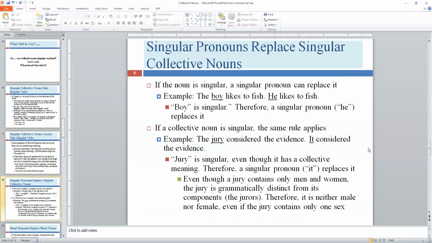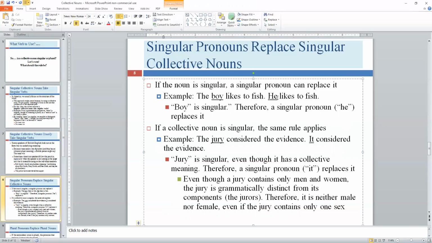Here's an example. The boy likes to fish. He likes to fish. We wouldn't say they like to fish, would we? The boy likes to fish. They like to fish. Well, if we said this, the reader would not think that we were referring to the boy when we say they, right? Because that's not the word we use. So boy requires the use of a singular pronoun.